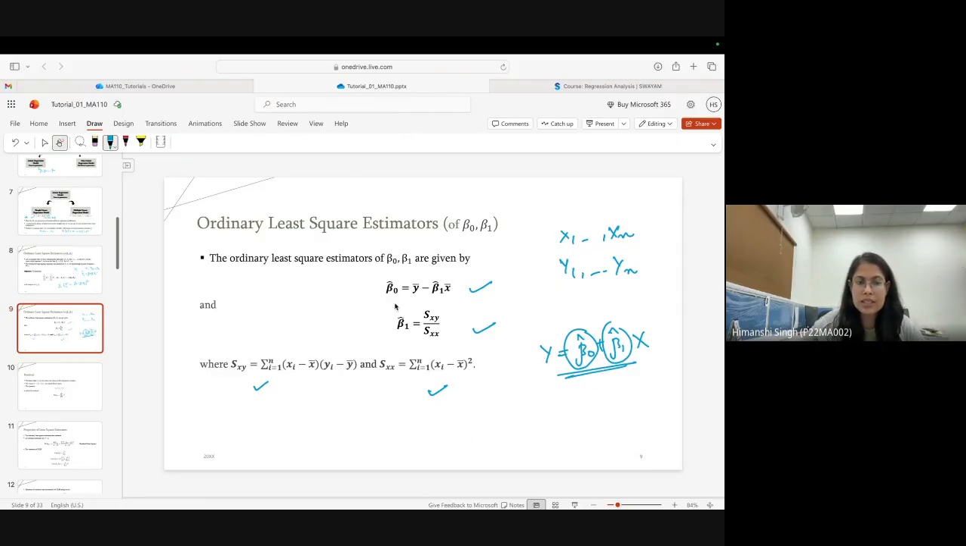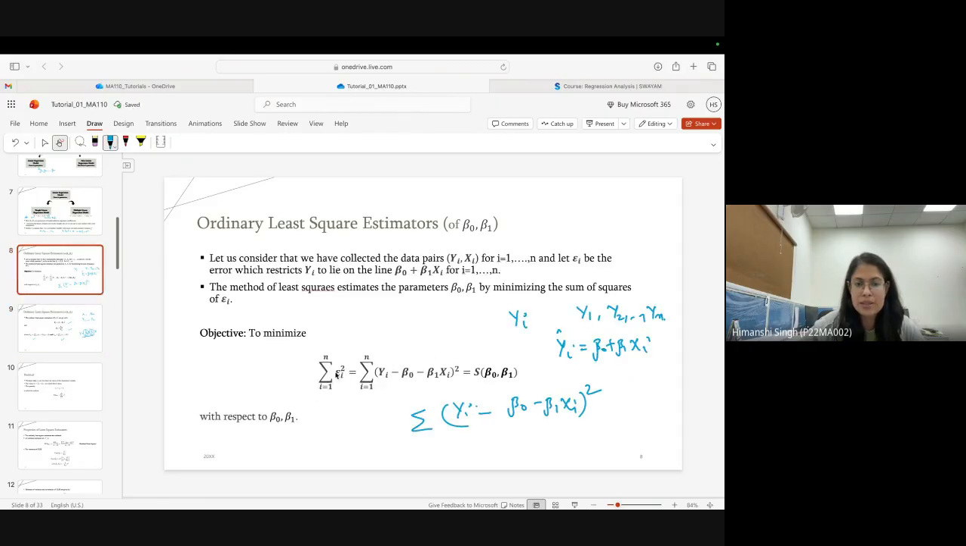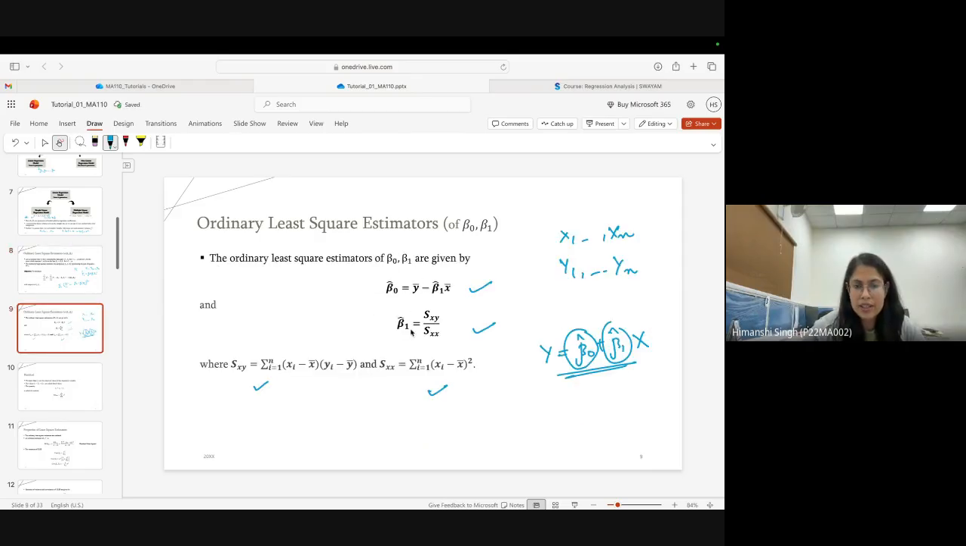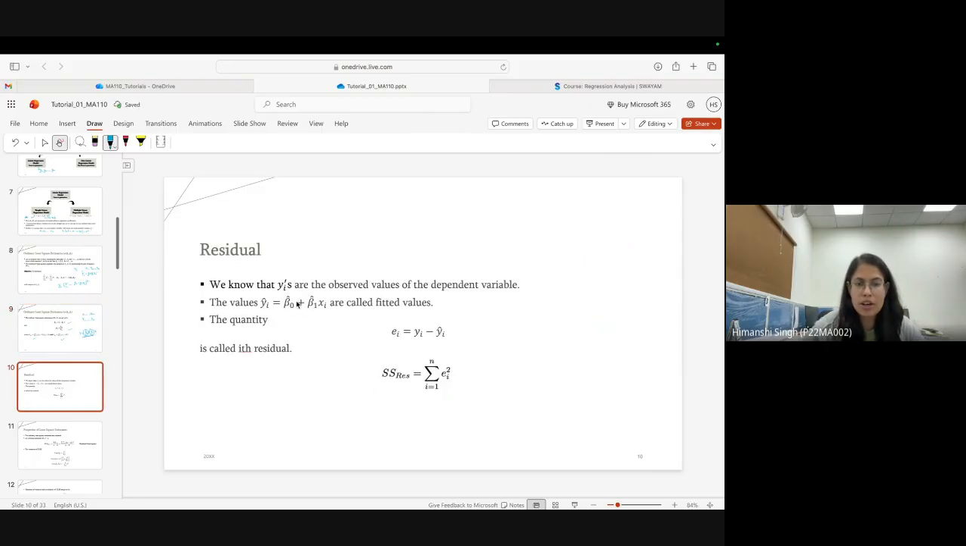So basically the idea was to minimize the sum of the square of the error. That was the idea in order to estimate the parameters beta naught and beta 1. Further, I also have this term called residual. For example, yi is the observed value, and yi hat will be the fitted value which I have fitted using beta naught hat and beta 1 hat. So this is nothing but beta naught hat plus beta 1 hat xi.